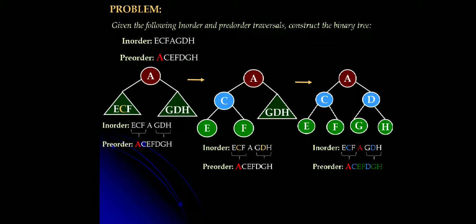So this is the next partial tree constructed. A is the root, and in the left subtree, C is the root node. Since E is appearing to the left of node C, it is the left child, and F is appearing to the right of node C, that's why F is the right child. So next we need to find the root for the right subtree.